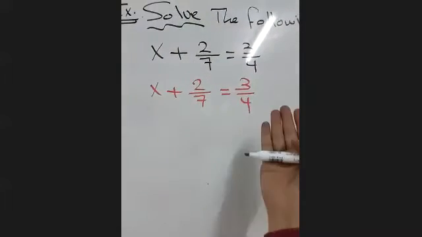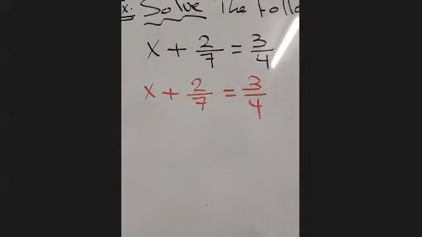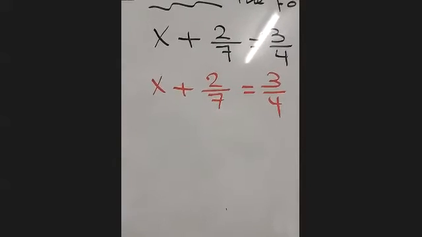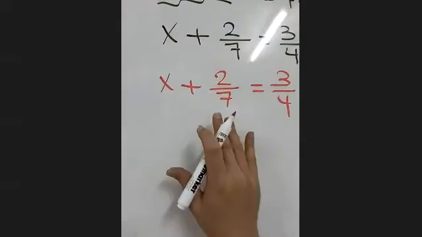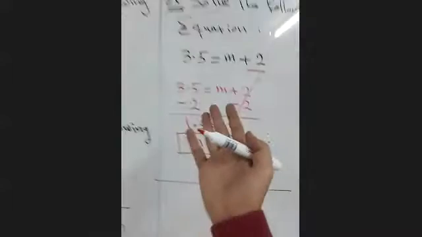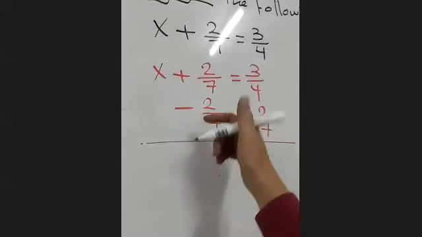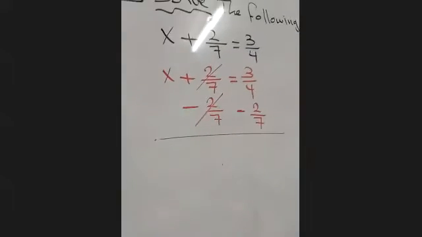Now, where is the variable, Ibrahim? X. What's the connected constant with the variable? 2 over 7. If it's addition, we will subtract 2/7 from both sides. Got it? I'm doing the same steps, right? Now, a line. 2/7 minus 2/7, they are gone, 0.